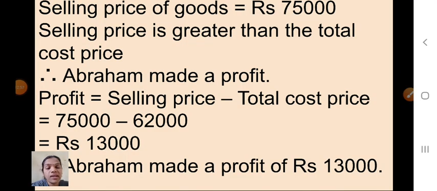Children, I will ask you one question here. What is the formula of loss? Loss is equal to cost price minus selling price, because here the selling price is less than the cost price. Then profit: profit means the selling price is more than the cost price. So the profit formula is selling price minus cost price.